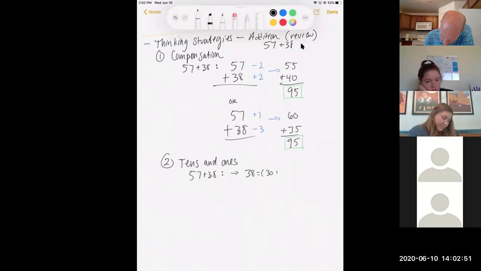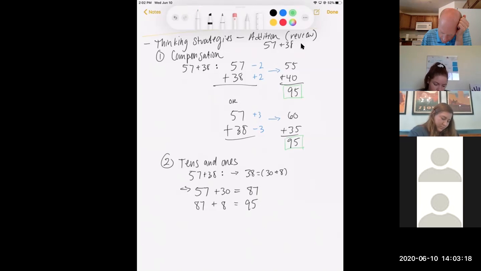3 tens, 8 ones. So then when I add on my tens and ones, I have my 57, and I'm going to add on 30 first. And that's easy because all I have to worry about is the tens column and not the ones. That gives me 87. The 7 from the ones will come along to the right, and I'll take care of that now. Which means that 87 plus my ones, which was the 8, is equal to 95. So we got that one okay?